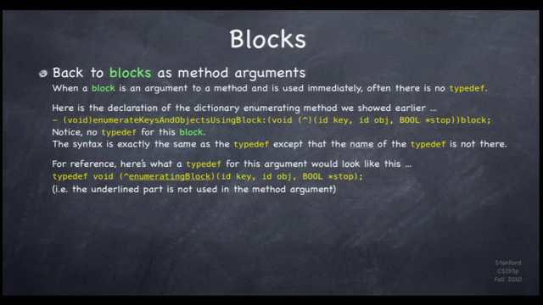It looks just like the typedef with the name of the typedef not there, because we're not defining a typedef, we're just specifying the type of an argument. So you can see that the caret, you see how it's in parentheses by itself as the argument to this method? That's normally where the name of the typedef or the name of a variable would be. So it's just not there. Otherwise, it looks the same. Okay?